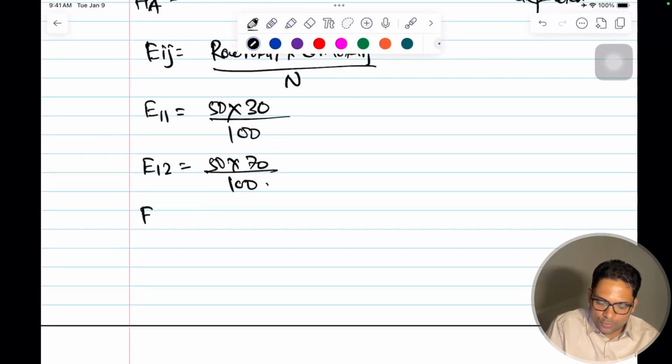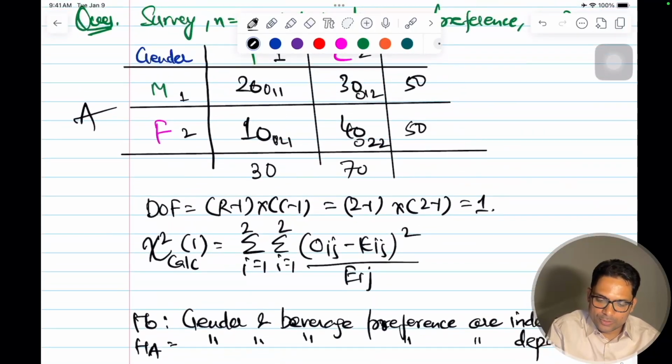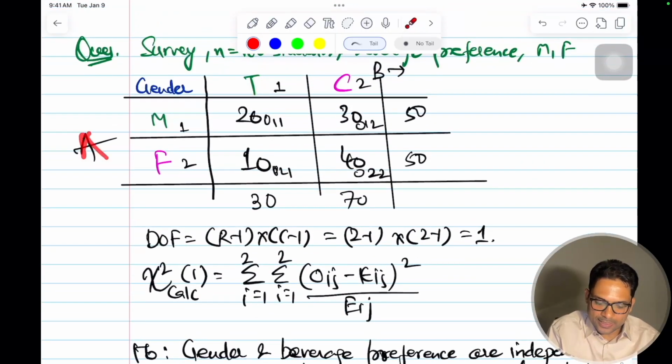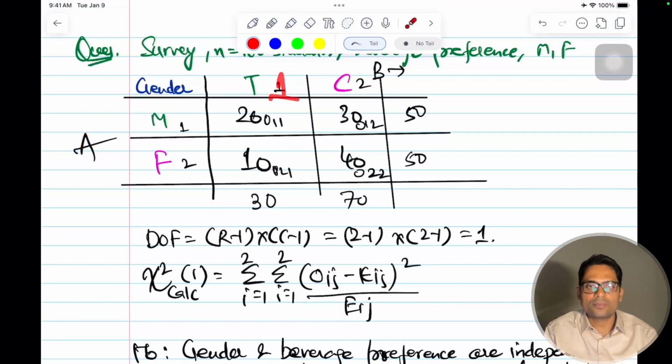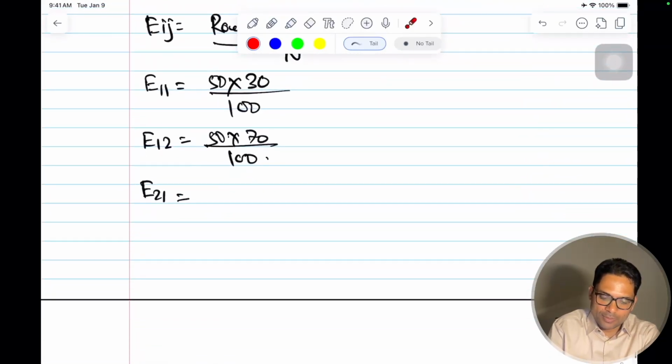Now E21 is equal to, now second category from A side, that is female, and the first category from T side. So what is the sum of this? This is 50 again. This is the row total of this second i equal to 2, and the sum total of T, or the first column, is 30 again. This we know. So now we remember all this.